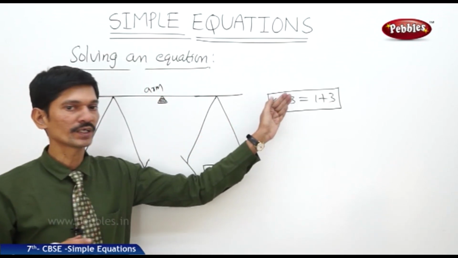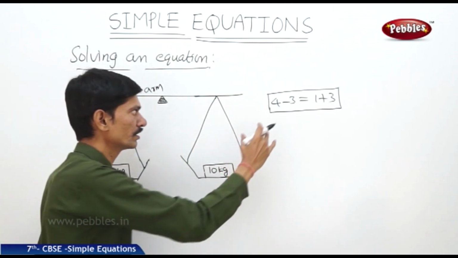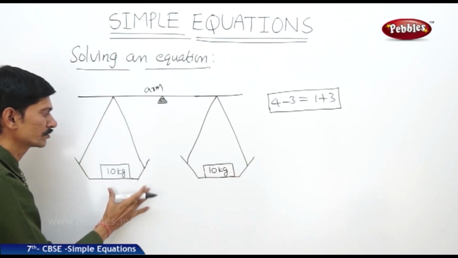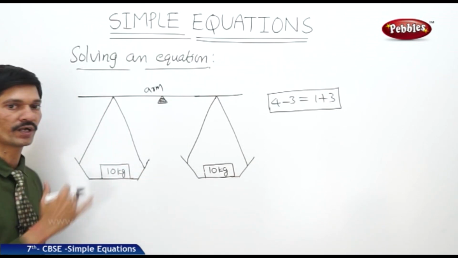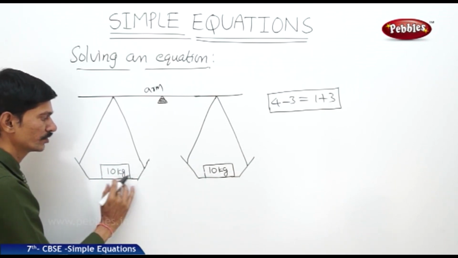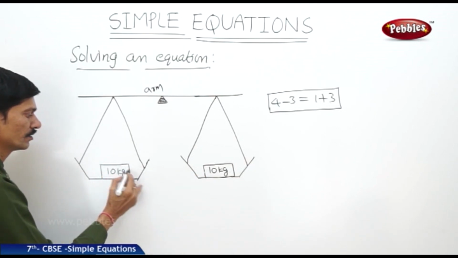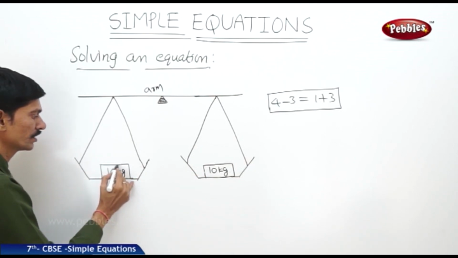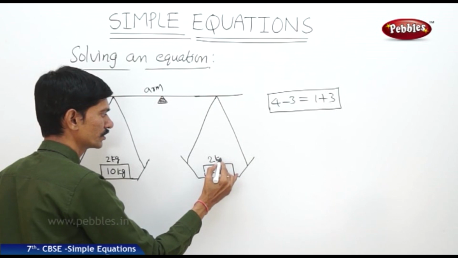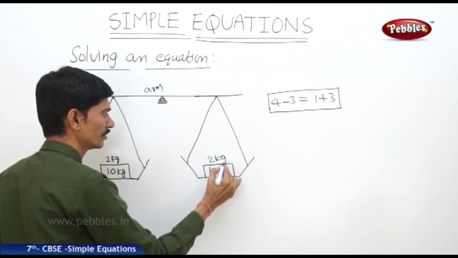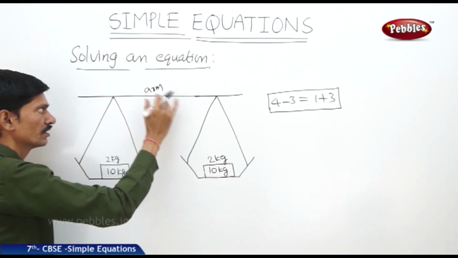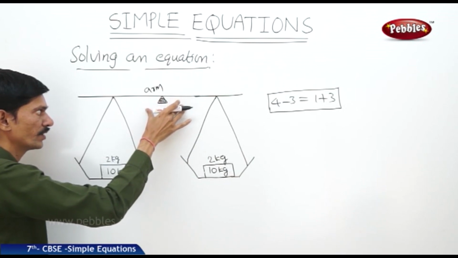Now doing a mathematical operation to any balanced equation is like adding weights to the pans or removing weights from the pans. For example, if you put the same weight in the two pans of the weighing balance, and then add 2 kilograms more to the left pan, and also to the right pan, then still the arm of the balance remains horizontal.